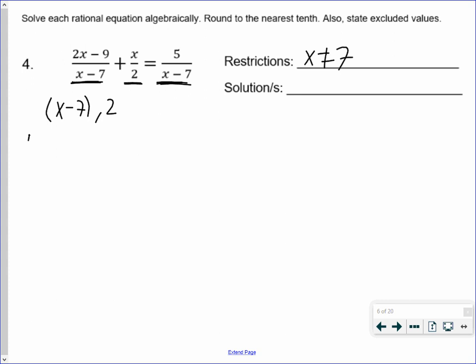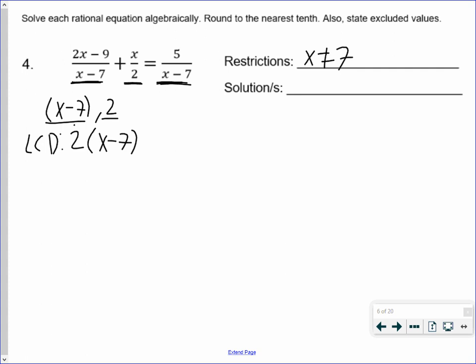Now I need to figure out my LCD by multiplying each of these distinct factors together with the highest power that I see in the denominator. In other words, my LCD will just be 2 times x minus 7. The highest power of x minus 7 that I see is 1, and the highest power of 2 that I see is also 1. So my LCD is 2 times x minus 7.